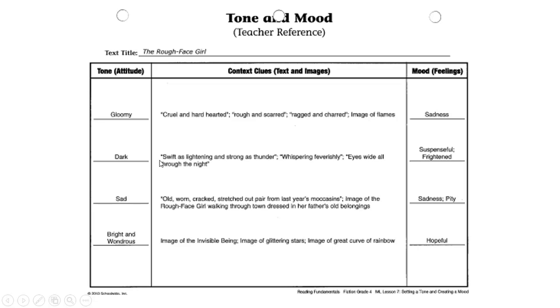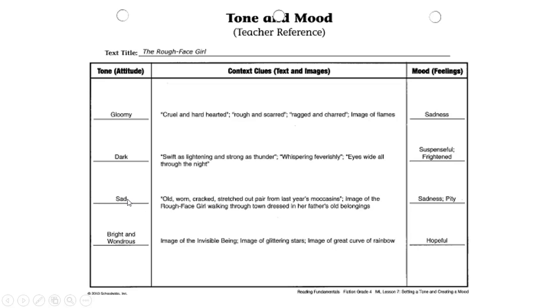He chose the word dark for his tone. His attitude was very dark: swift as lightning, strong as thunder, whispering feverishly, eyes wide all through the night. Those very descriptive words are creating an image, and that's a dark tone. That's his attitude, which is affecting our mood and gives us a feeling of suspense, frightened.